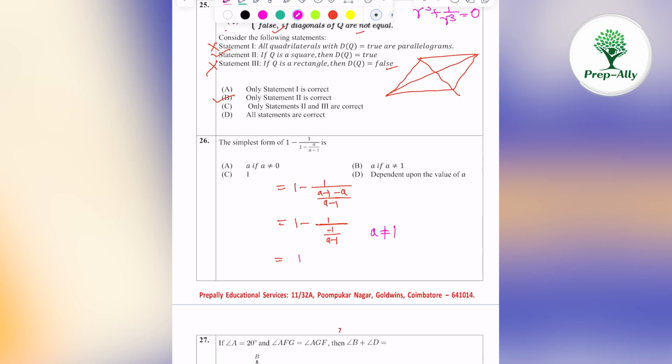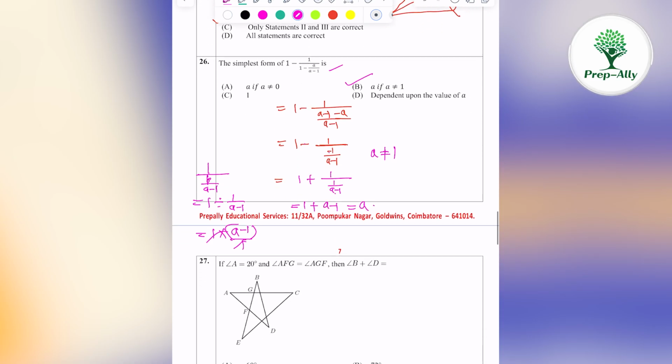So this minus will come plus 1 upon 1 divided by a minus 1. And in the next line we can write 1 plus, because 1 divided by 1 upon a minus 1 we can write as 1 divided by 1 upon a minus 1. So in the multiplication we can write a minus 1 upon 1. So this is a minus 1, so this value is equal to a. So here we can write this value is equal to a if a is not equal to 1. So option B is the correct one.